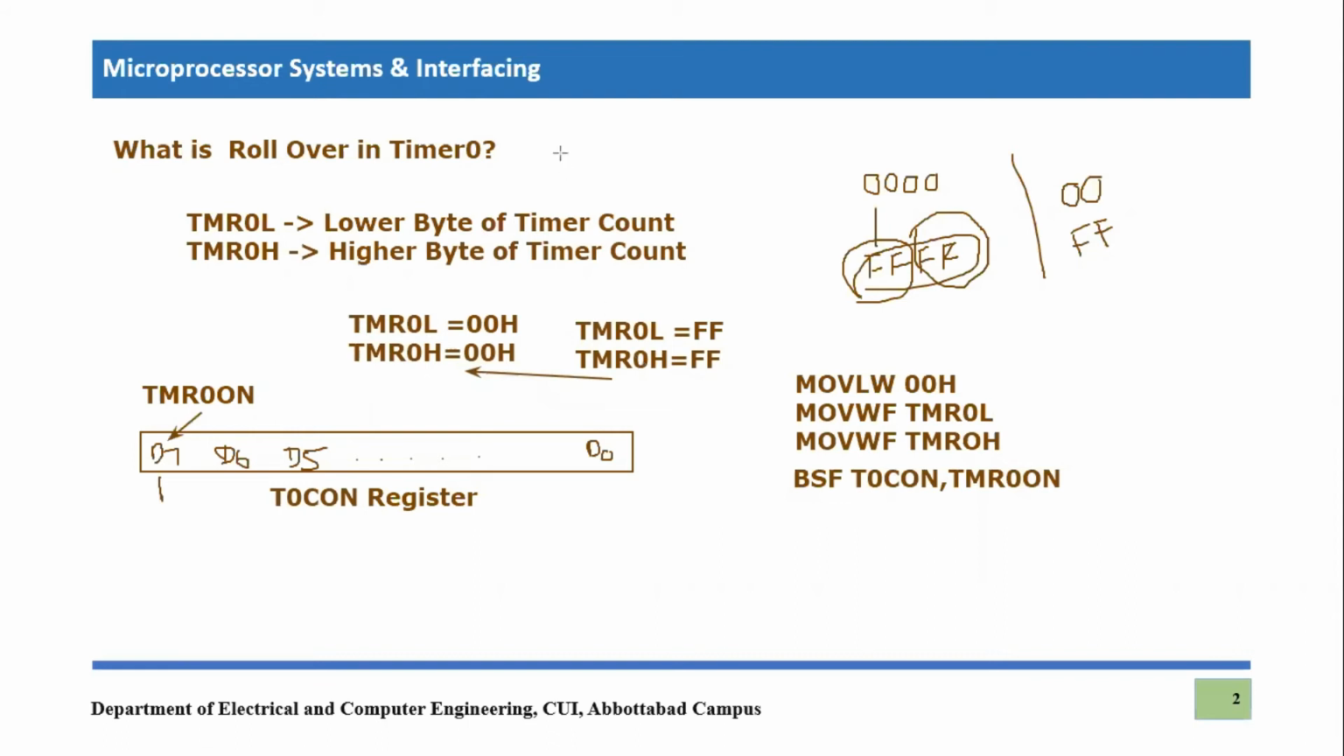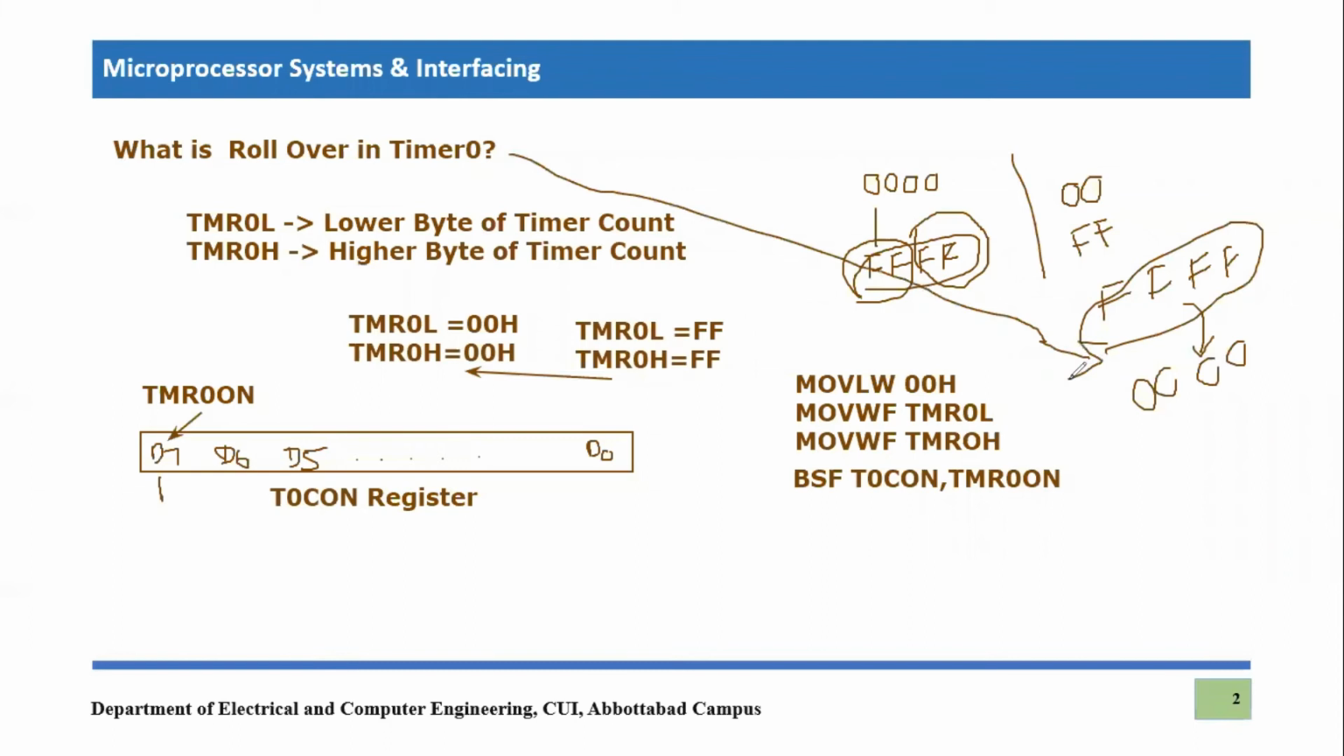When the timer arrives at its maximum value, which is 4 times F in 16 bits, and there is an increment, the timer will be counting and it will convert into 4 times zeros. This converting point from 4 times F to 4 times 0 is known as the rollover point, right? Let me draw an arrow so that you know what rollover is. Rollover means 4 times F is being converted into 4 times 0. This is called the rollover point, right?